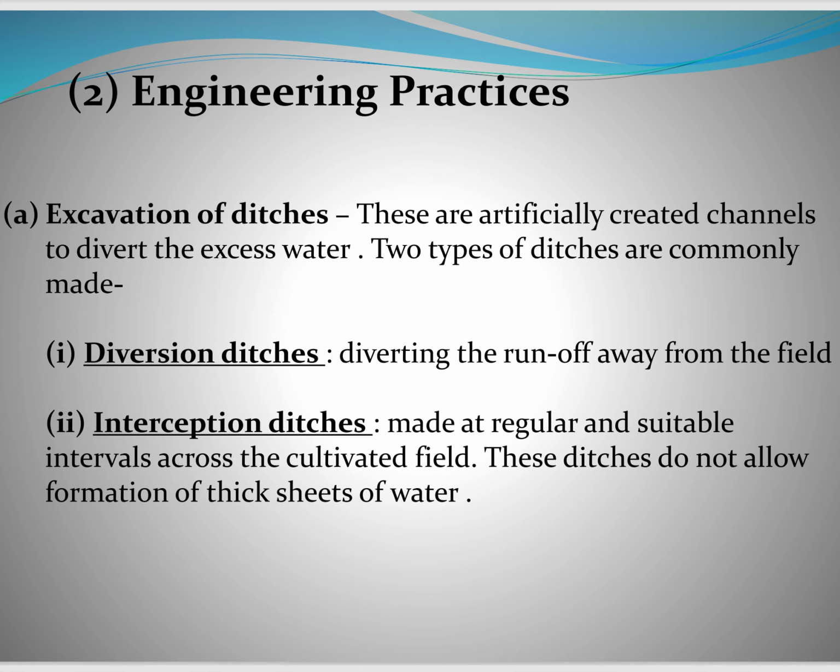The second major category is called engineering practices. So let's see what methods come under this category. The first one is excavation of ditches. These are artificially created channels to divert the excess of water. We know that the heavy runoff is a major reason for soil erosion. So here we provide channels to divert the water flow. Two types of ditches are commonly made. The first one is diversion ditches, diverting the runoff away from the field. The second type is interception ditches, made at regular and suitable intervals across the cultivated field. These ditches do not allow formation of thick sheets of water.